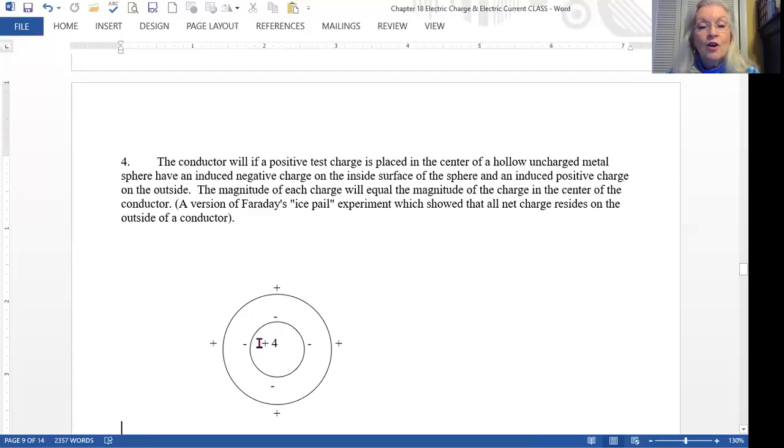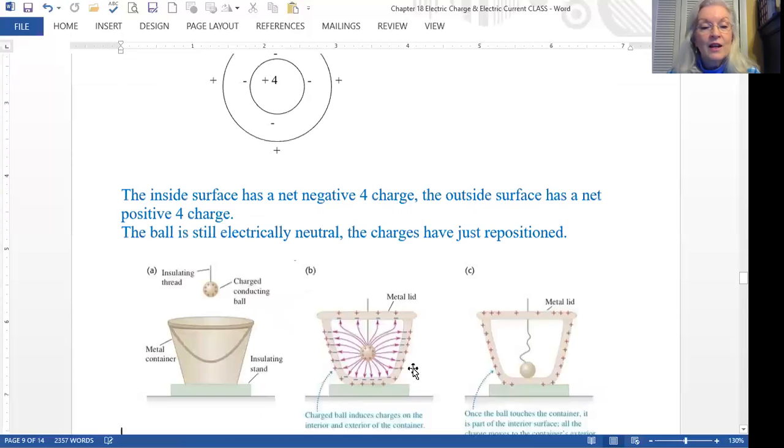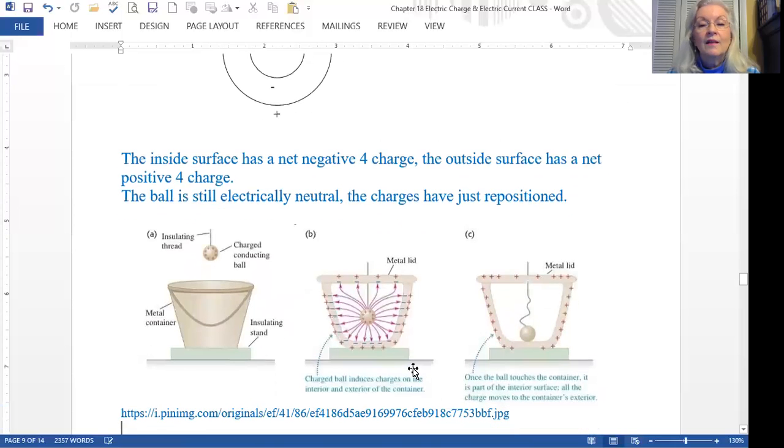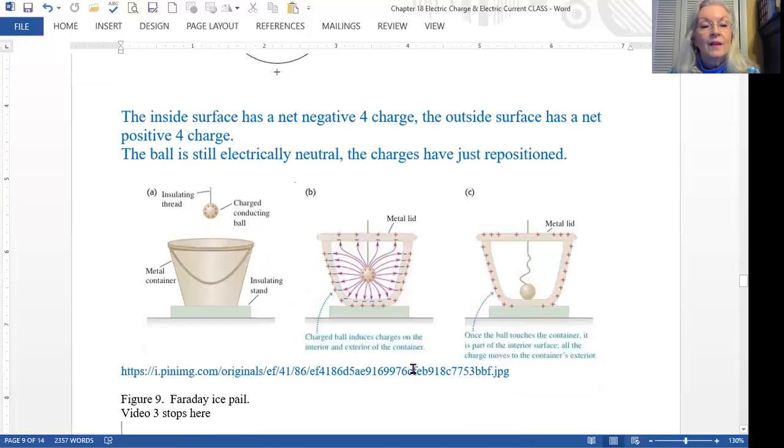When you take the charge in the middle and you make it go away, you pull it out, all the charges will redistribute, everything goes back the way it started with 0 net charge. Now I'll admit my diagram's not a very good diagram, so we will look at a different one. On this diagram, you can see we have our little metal bucket on an insulating stand.